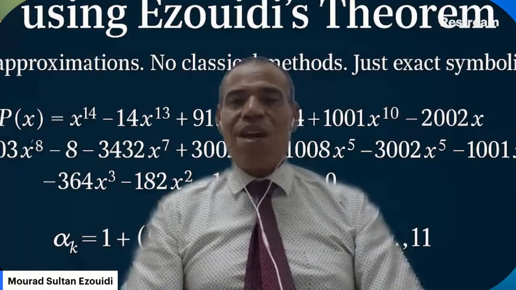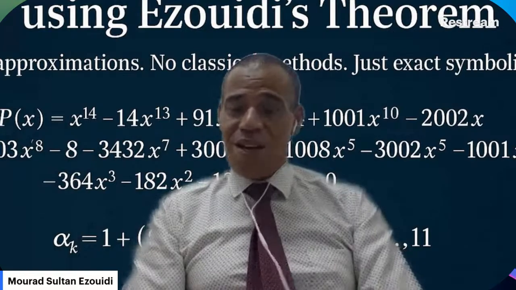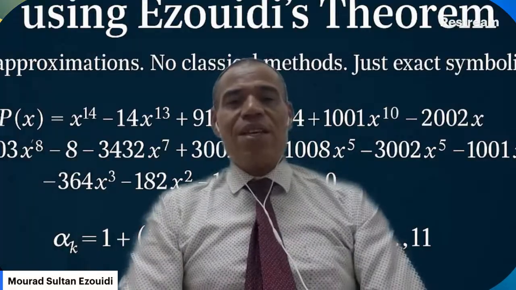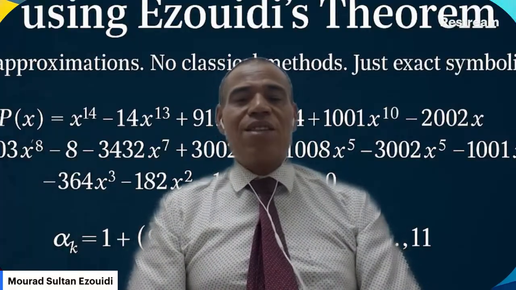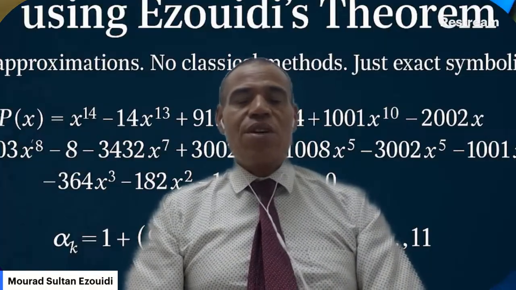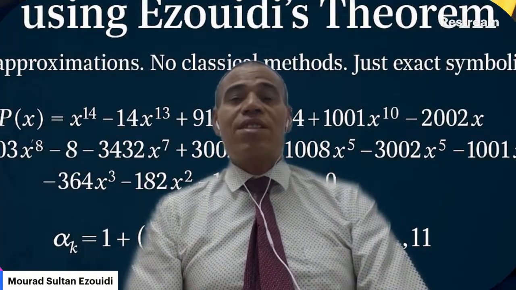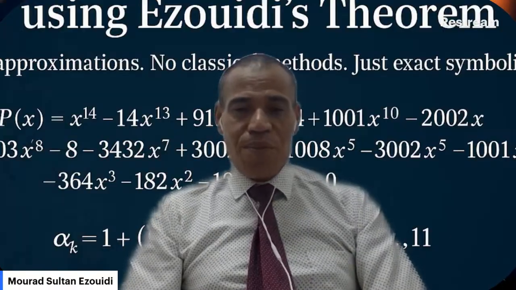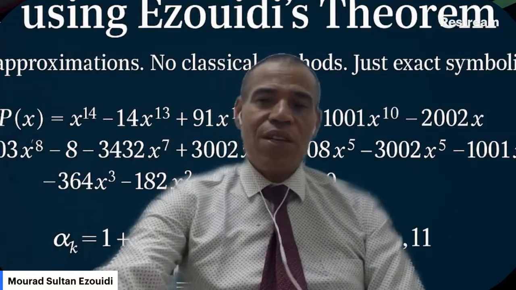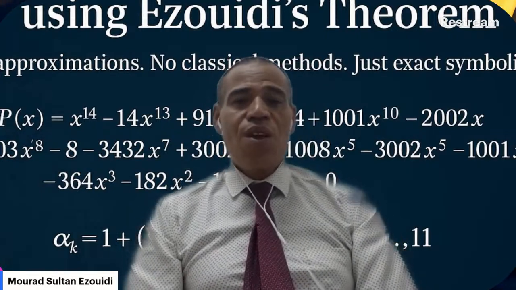This approach ensures that we can find the roots exactly, even for high-degree polynomials that are too complex for classical methods to handle. For example, classical methods handle two approximation methods, 1.234, and the next is negative 0.876. And these are false, not true. But with the Ezouidi theorem, we have xk equal 14th root of 2 exponential (2k plus 1) i pi divided by 2.